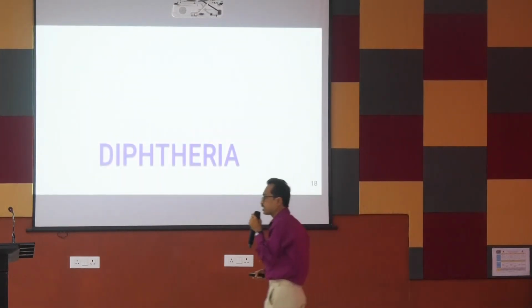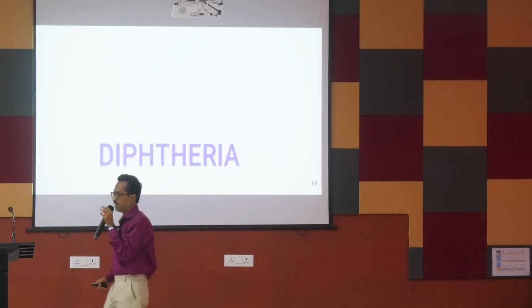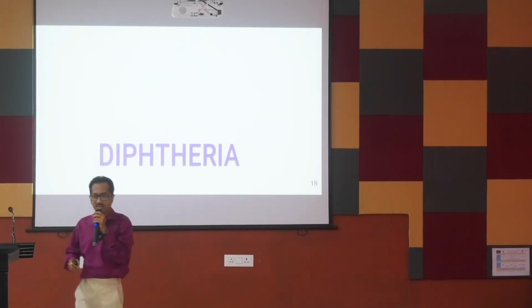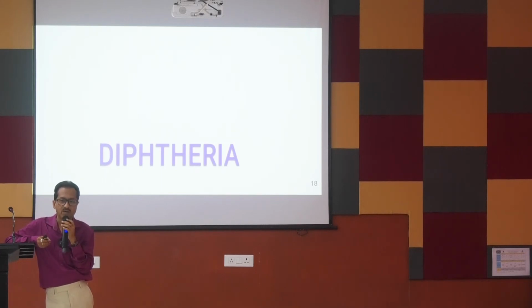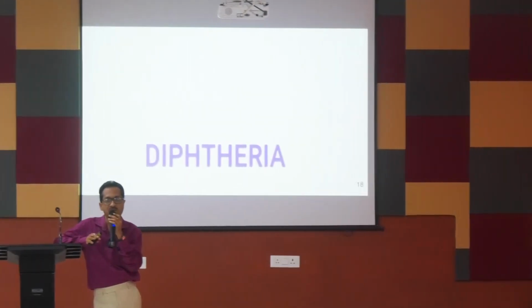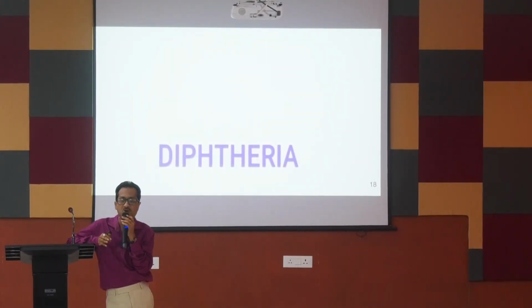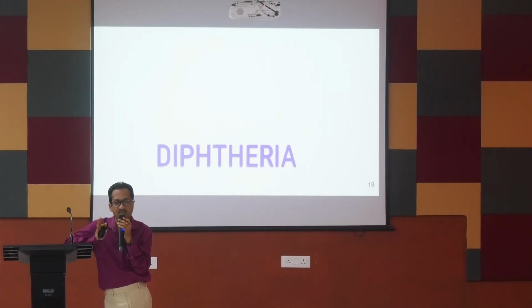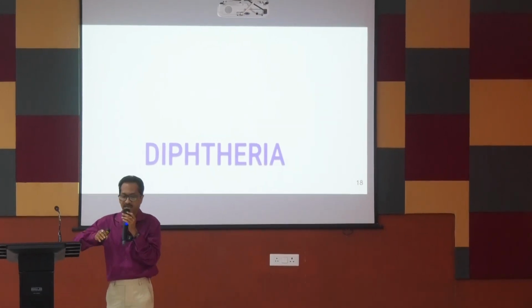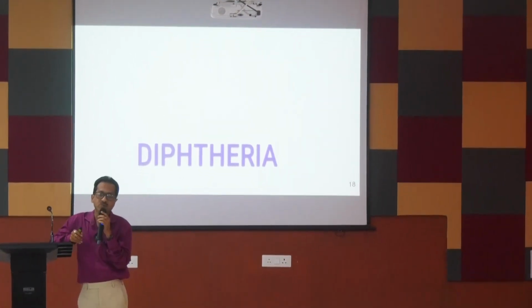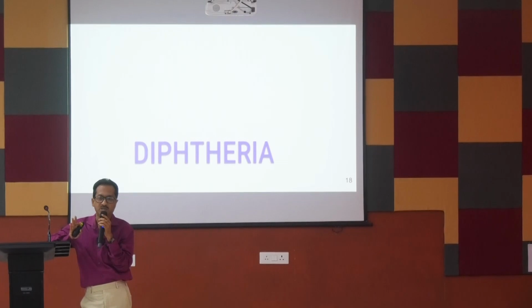Now we come to today's topic, that is diphtheria. What is the causative agent of diphtheria? Corynebacterium diphtheriae. What is the meaning of Corynebacterium? Can anybody tell? What is the meaning of Corynebacterium? Corynebacterium means club-shaped bacilli, and this is one of the examples of gram-positive bacilli.